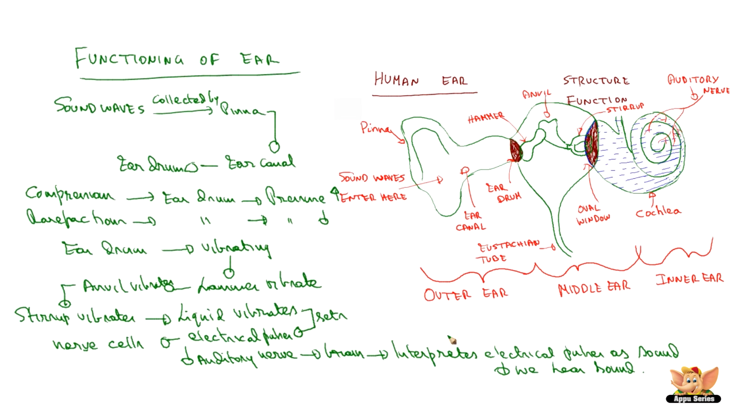And the brain interprets these pulses into sound, and then we hear the sound. So basically it is recreated. The sound is recreated based on the sound wave's compressions and rarefactions, and it is carried over as vibrations up to the brain, and then we hear the sound.